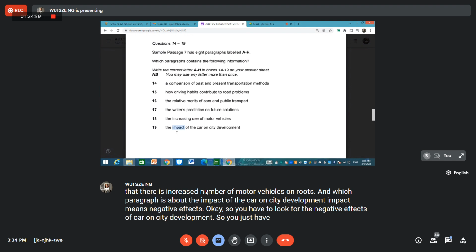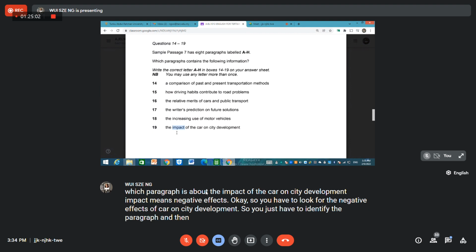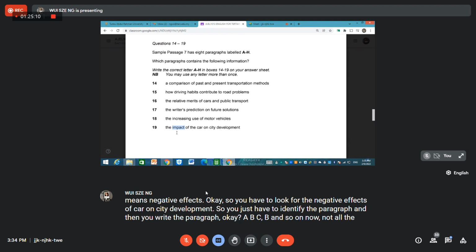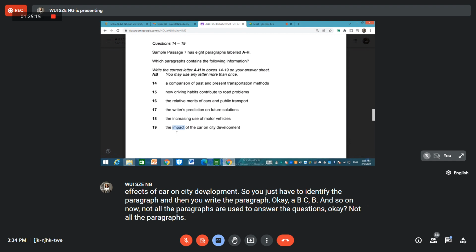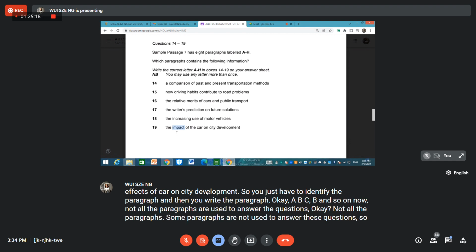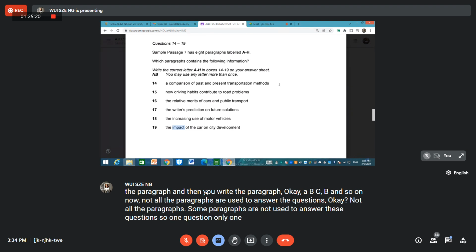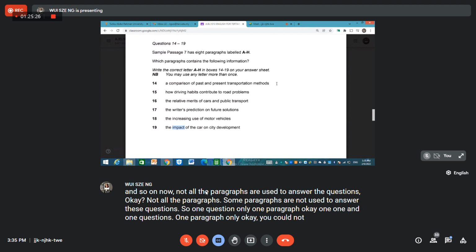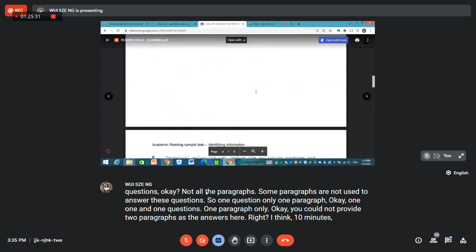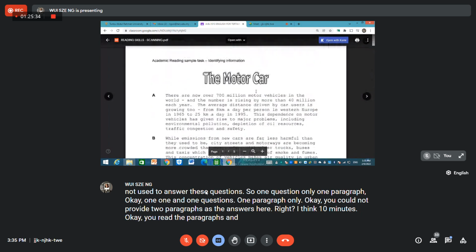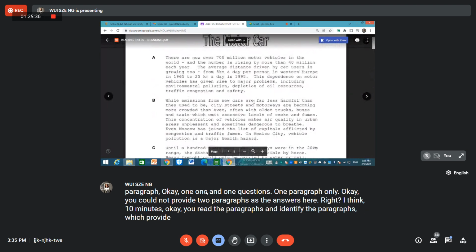So you just have to identify the paragraph, and then you write the paragraph letter: A, B, C, D, and so on. Now, not all the paragraphs are used to answer the questions. Some paragraphs are not used. One question has only one paragraph; you could not provide 2 paragraphs as the answer. I think 10 minutes. You read the paragraphs and identify the paragraphs which provide the information first.